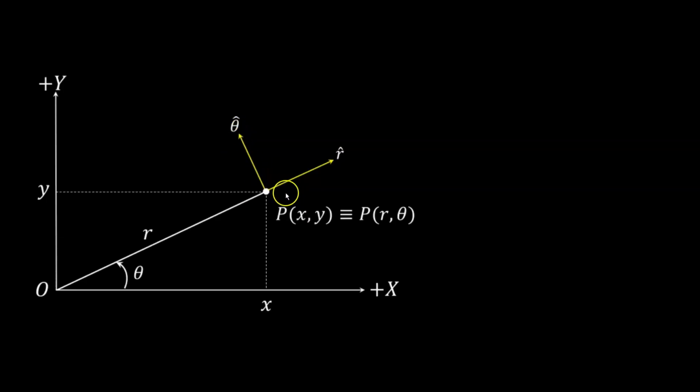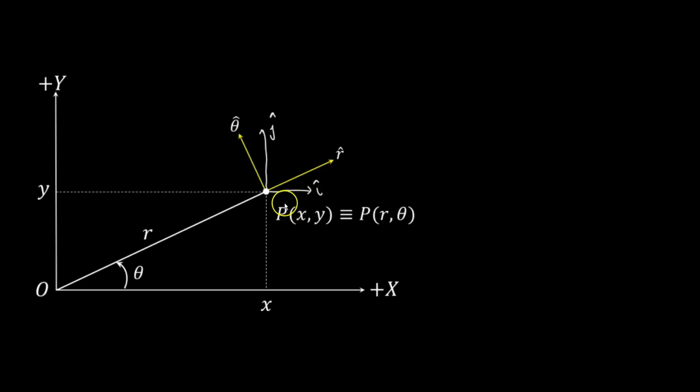So when we consider a particle at point P, and if we are using the rectangular coordinate system, then we have the unit vectors i cap and j cap, which are mutually perpendicular to each other, and i cap and j cap help us find out the position of point P.